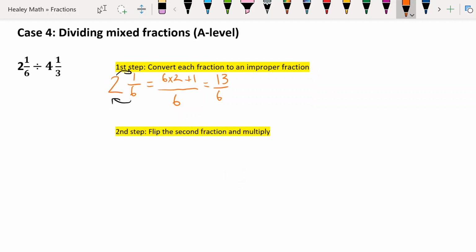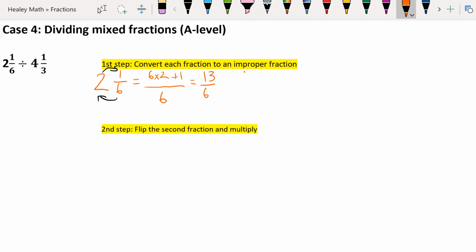Look at the other fraction. We have 4 and a third. We have 3 times 4 plus 1, which is 13 over 3. So let's rewrite this. This is the same as 13 over 6 divided by 13 over 3.